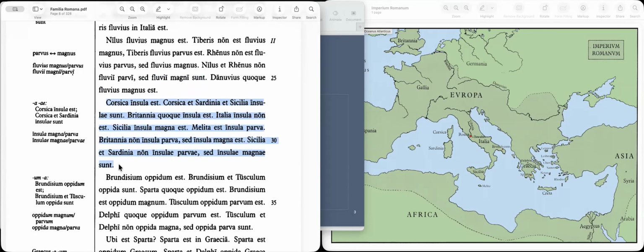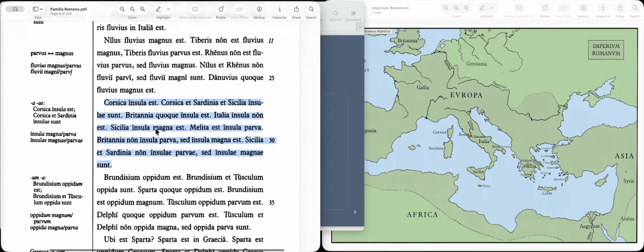Corsica insula est, Corsica et Sardinia et Sicilia insulae sunt, Britannia quoque insula est, Italia insula non est, Sicilia insula magna est, Melita est insula parva, Britannia non insula parva, sed insula magna est, Sicilia et Sardinia non insulae parvae, sed insulae magnae sunt. Very good.